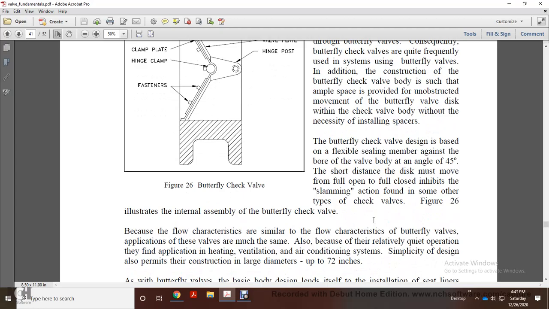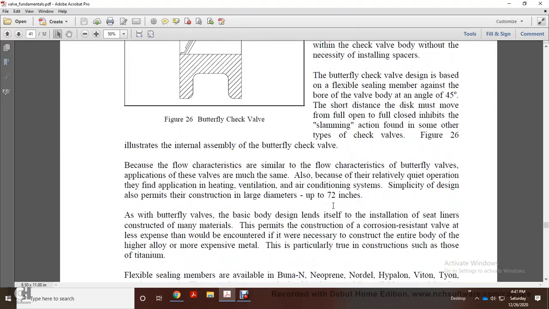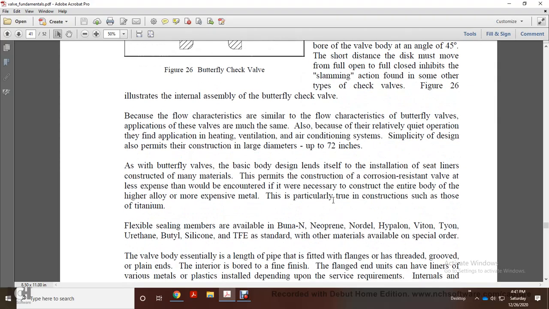The butterfly check valve is designed with a flexible sealing member against the bore of the valve body at an angle of 45 degrees. The short distance and smooth travel from full open to full close inhibits the slamming action found in some other types of check valves. Figure 26 illustrates the internal assembly of a butterfly check valve. Because of the flow characteristics, similar to those of the butterfly valve, the applications of these valves are much the same.